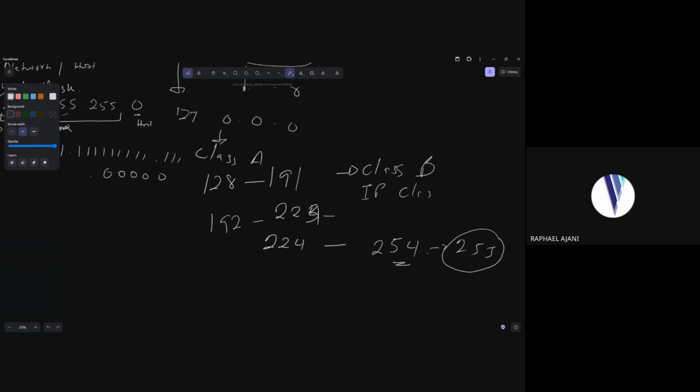255 is a number you don't use because it is 11111111. I'm not sure if I've explained myself well enough here. Does anybody have any questions?